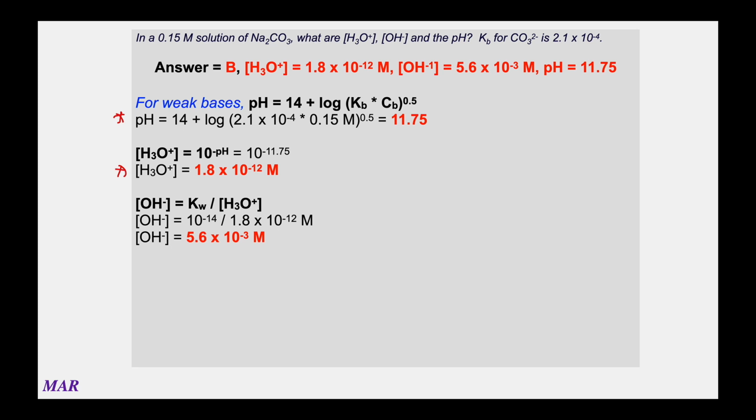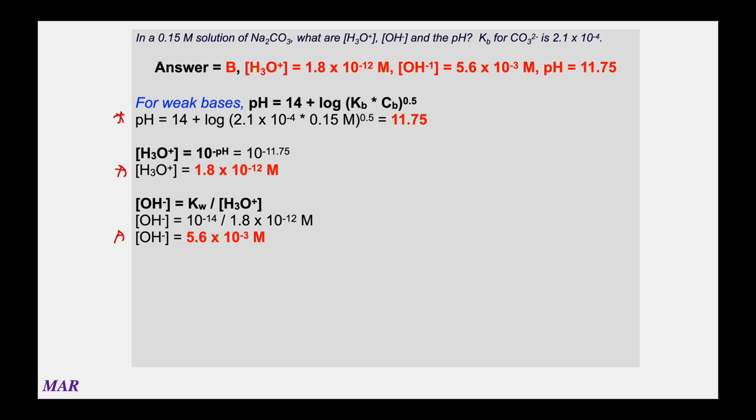And hydroxide equals Kw divided by hydronium. That would be 5.6 times 10 to the minus 3. Again, you could have found hydroxide first. Hydroxide would be the square root of Kb times Cb, and you work your way to hydronium and pH. There are many different ways to do it.